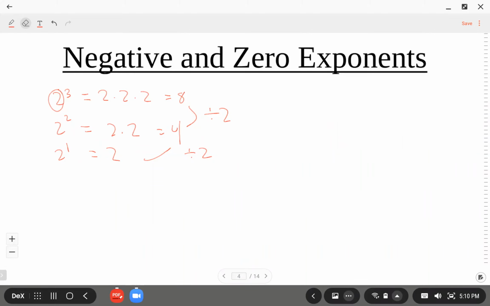So let me go on with proving why the zero exponent is always 1. Now we're down to the first power, right? It's going to be 2. So every time you go down a power, you divide by 2. Now let's go to 2 to the 0th power. What is that? You might think it's 0, but does that make sense? It is not, because what is 2 divided by 2? It's going to be 1, right? It's going to be 1.